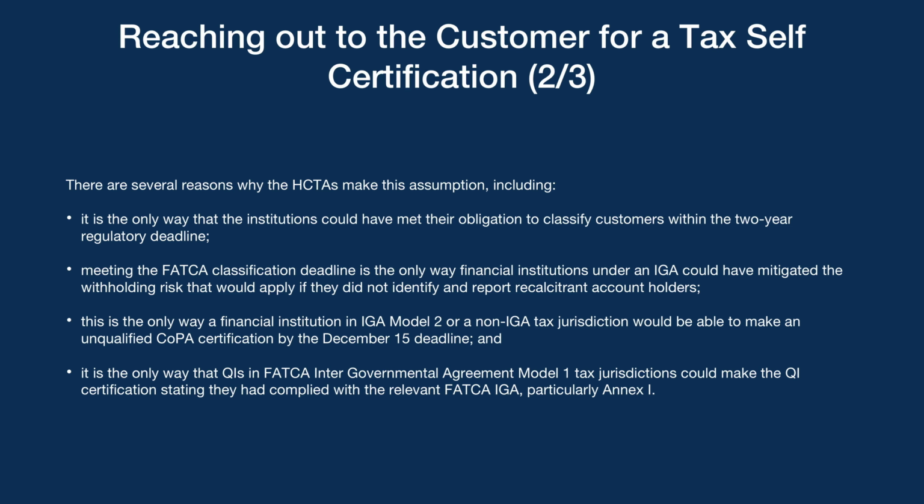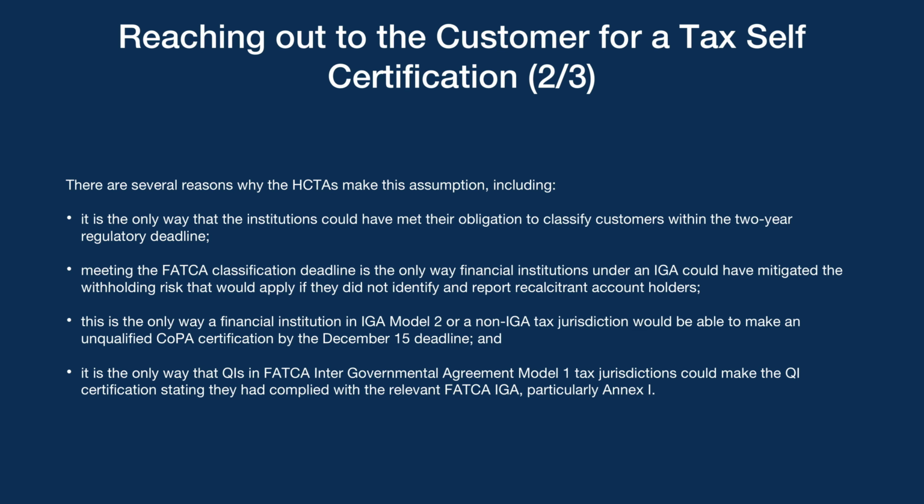This is true for FATCA, US Treasury versions of FATCA, Model 1, Model 2, non-IGA. This is true for CRS, early adopters, fast followers, and Wave 3. Meeting the FATCA classification deadline is the only way the financial institution under an IGA could have mitigated the withholding risk that would apply if they did not identify and consequently report recalcitrant account holders.